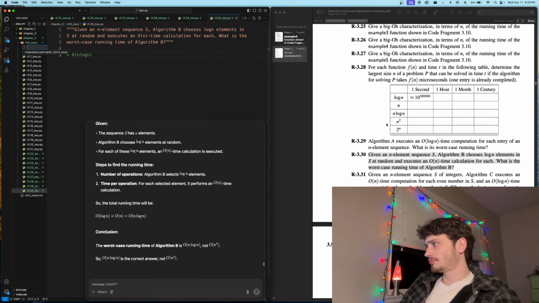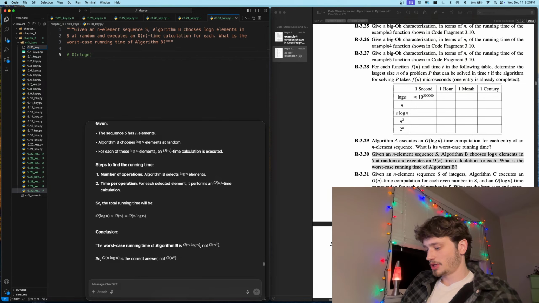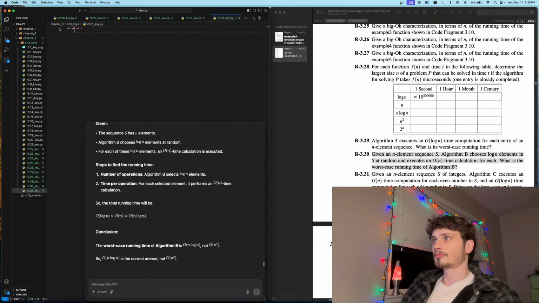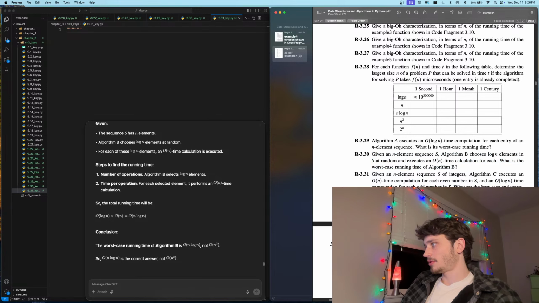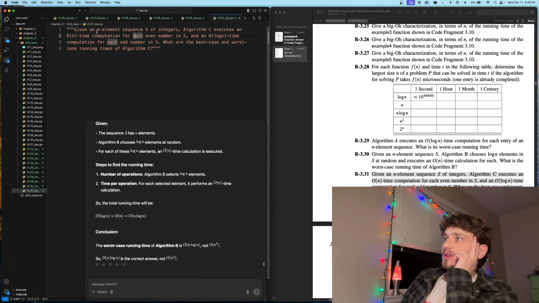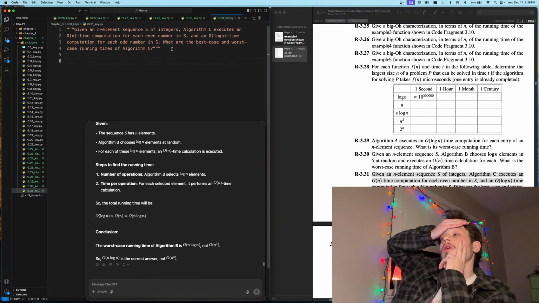All right, moving on here. R3.31_key.py. Take in 331. Given an n element sequence of integers, algorithm C executes an O of n time computation for each even number in S, and an O of log n time computation for each odd number in S. What are the best and worst case running times for algorithm C? Oh god.